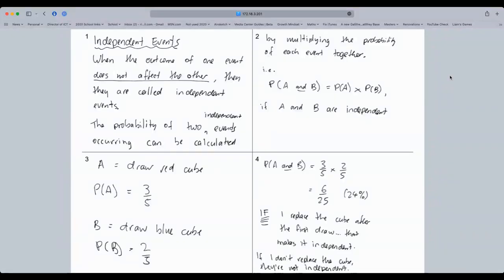An example of that: if I shook it up and then pulled out a blue cube, then I would only have one blue cube left. So my top number would change because there's only one chance now of getting blue again. And my bottom number would change because there's only 4 cubes left. So it's an entirely separate event, right? Yep.